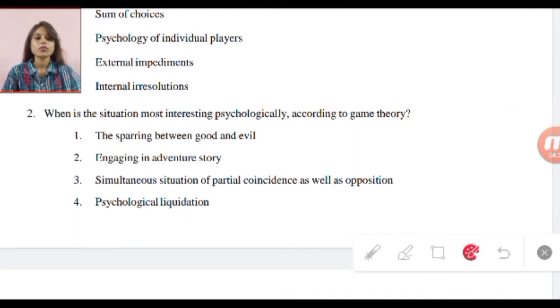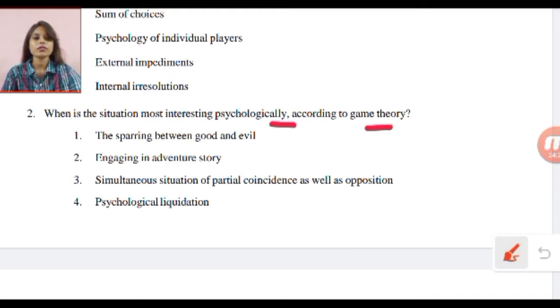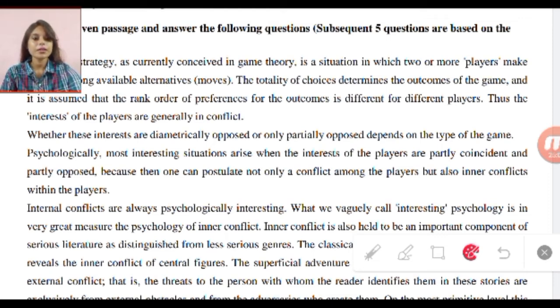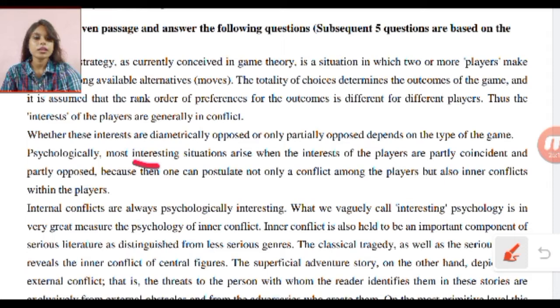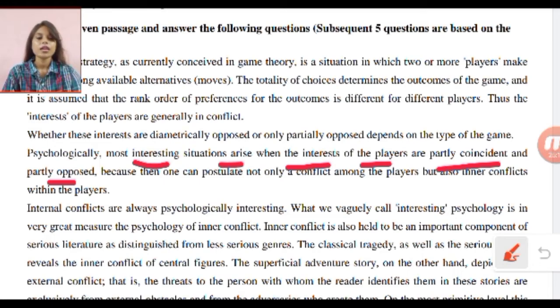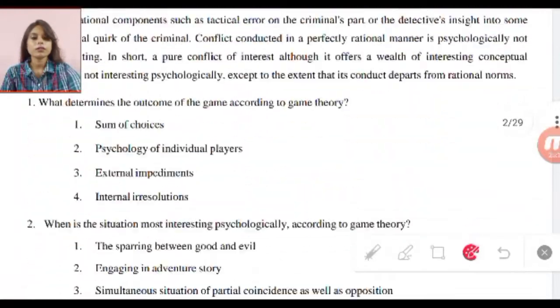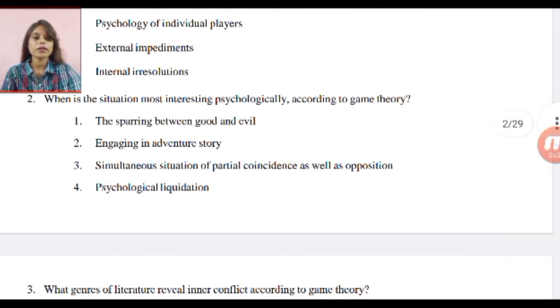When is the situation most interesting psychologically according to game theory? Okay, so we have read in the passage that when there is partial coincidence and when there is certain opposition, then only the situation or the game theory is psychologically interesting. I'm showing you the portion where this is written. You see over here in the second paragraph, if you can follow, that the most interesting situations arise when the interests of the players are partly coincident and partly opposed. You see, you got your answer from here. So we have got number 3 to be the correct answer.